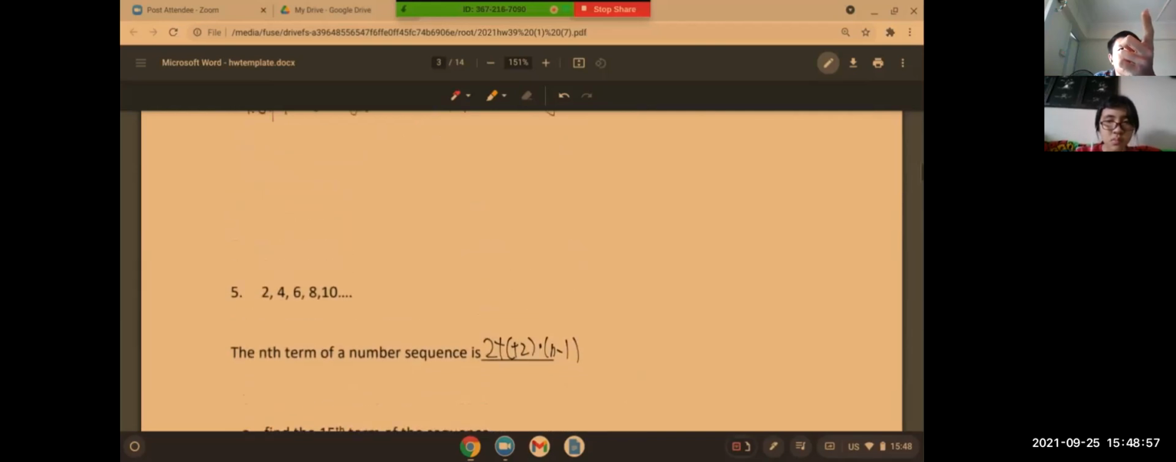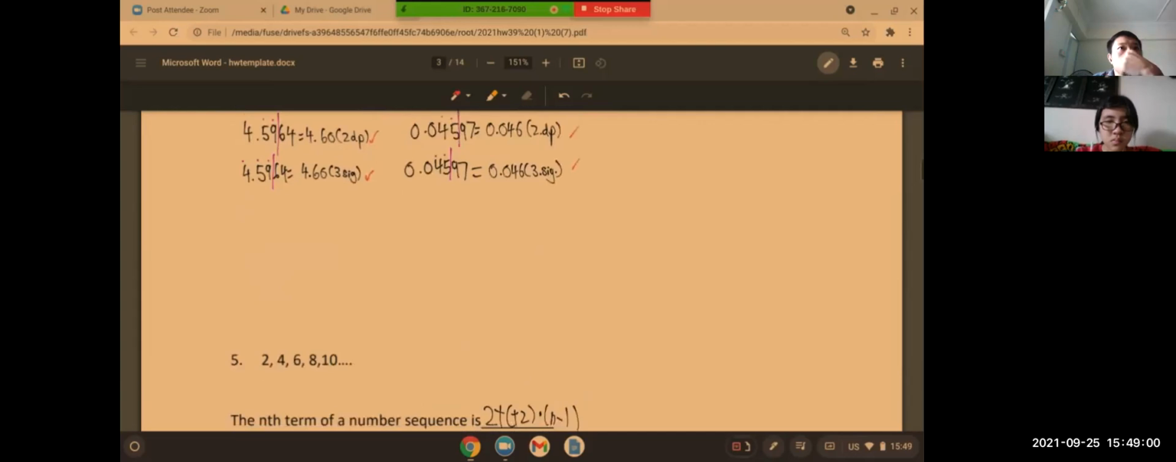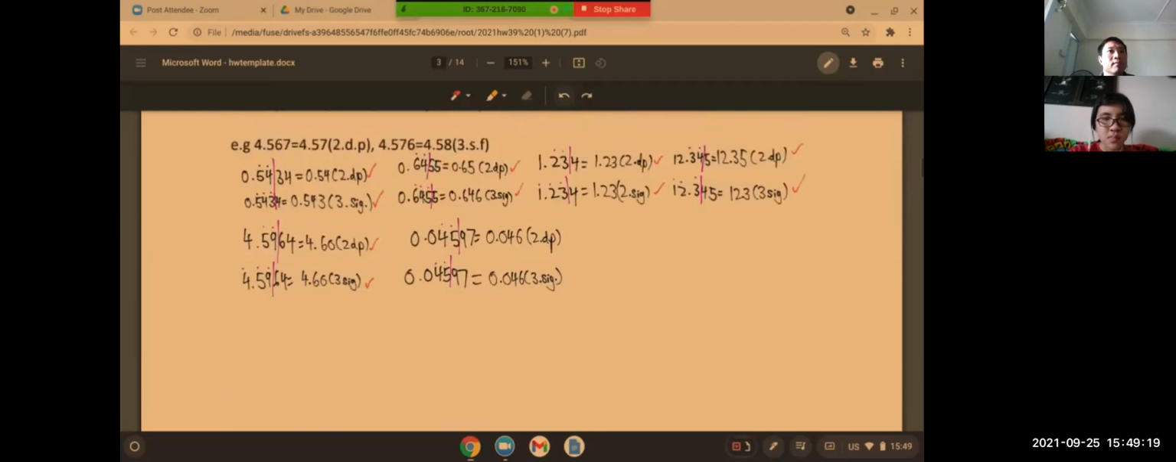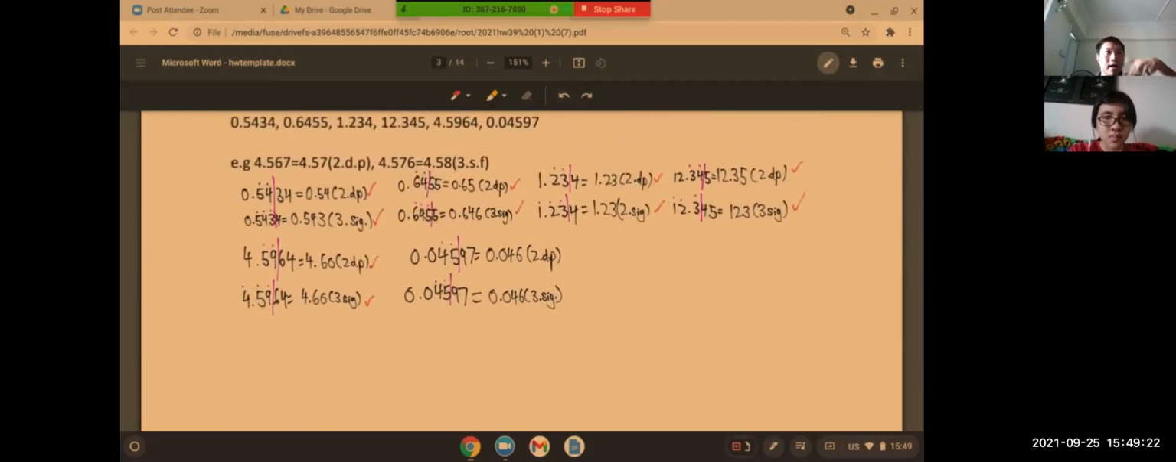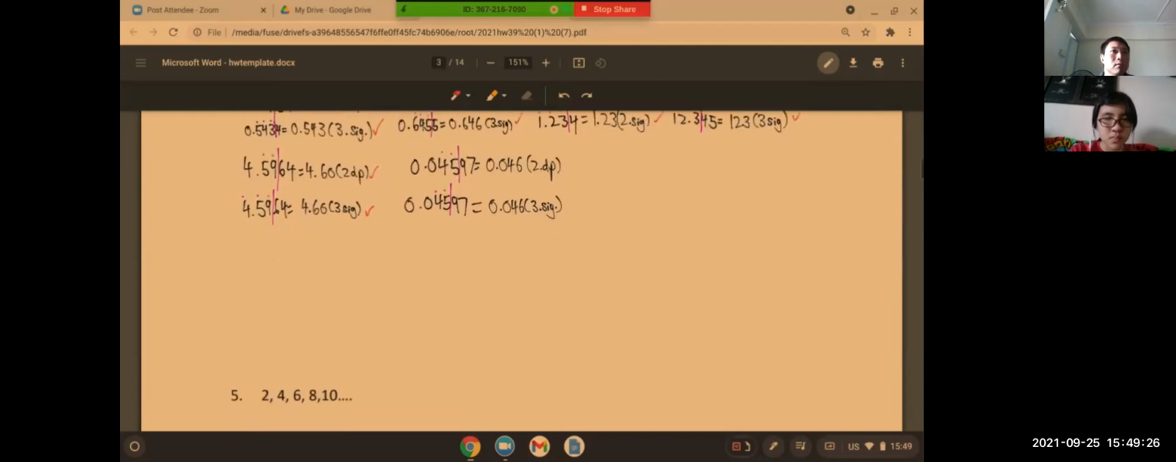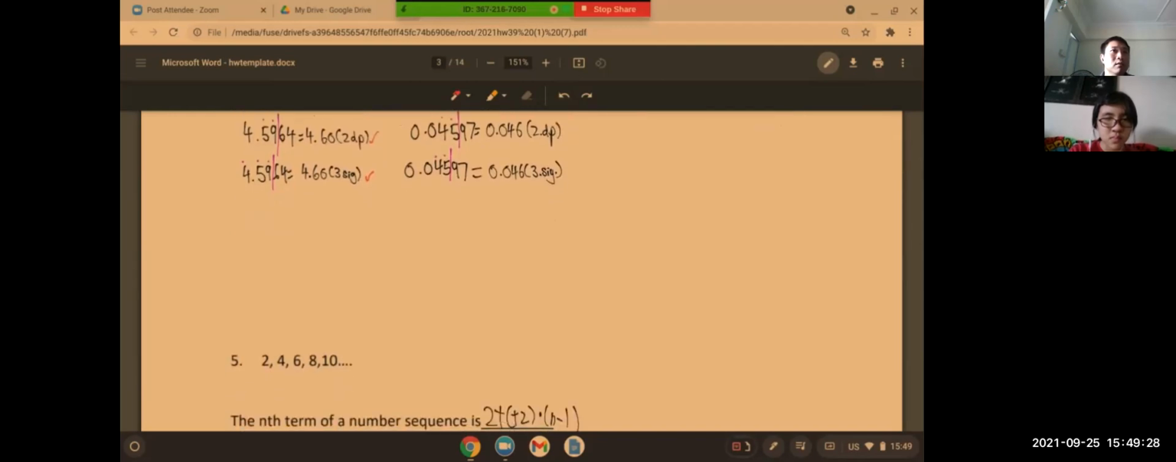Last question. This is three significant figures, right? You look at the 0.04597. Three significant figures. You count. Go up one more time. Scroll up one more level. No, up. You are lowering. I want it up. Go up. One more. I just want the last part. Go up.